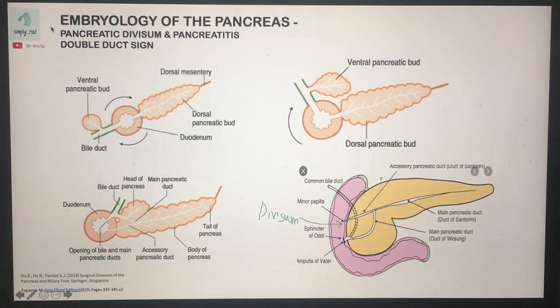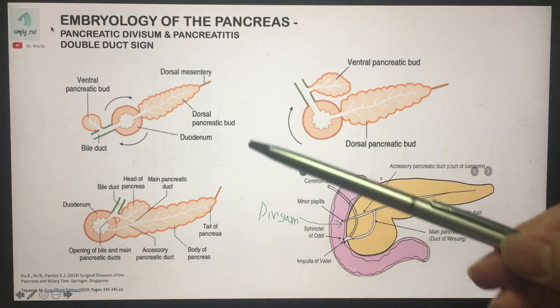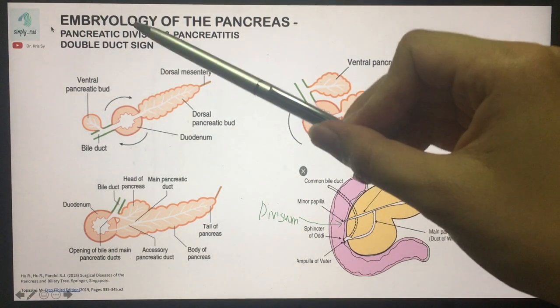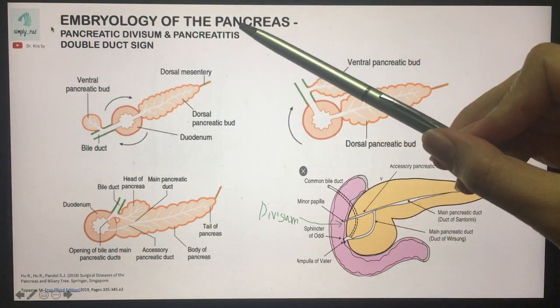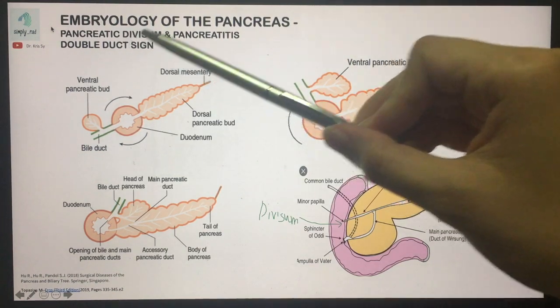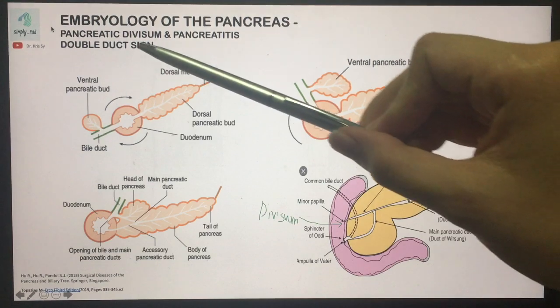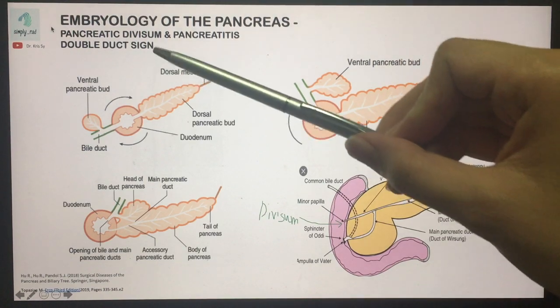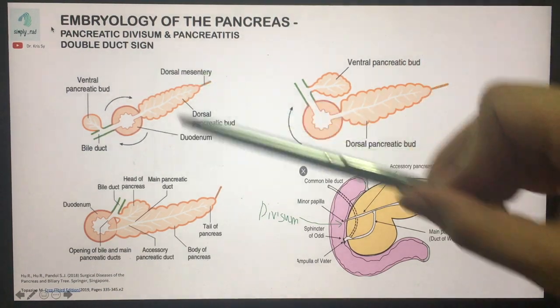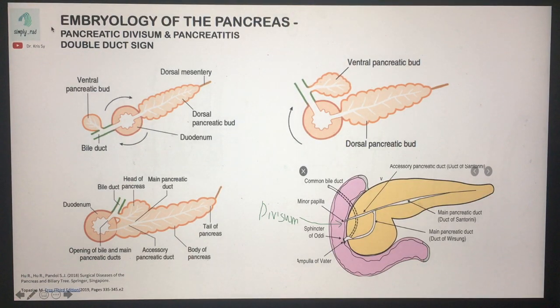Hi guys! Today we're going to talk a little bit about the embryology of the pancreas and how it can explain pancreatic divisum and pancreatitis and the double duct sign, which can be seen in cases of periampullary neoplasms or malignancy. Okay, this is the pancreas.